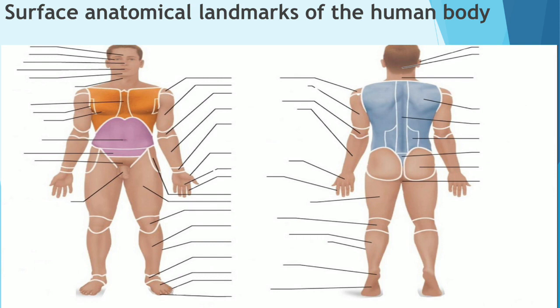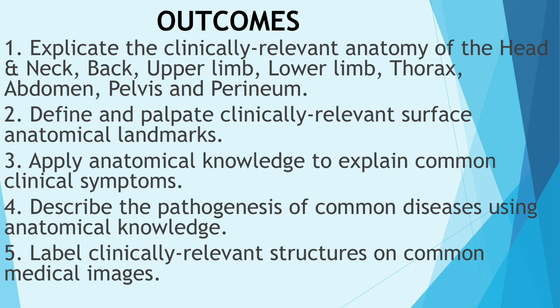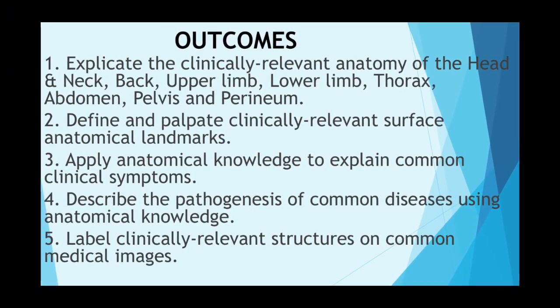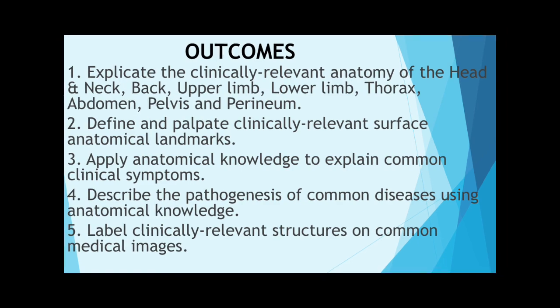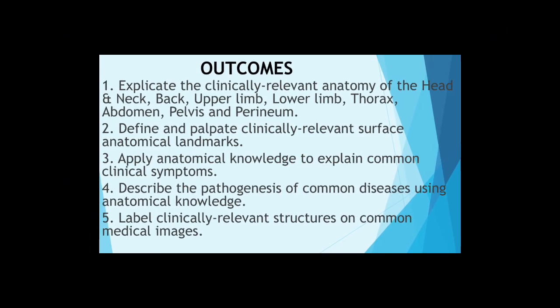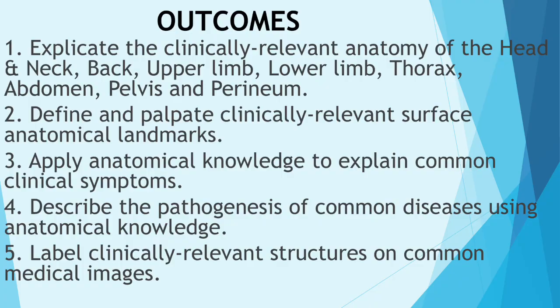What are the outcomes, the level of knowledge these students need to have at the end of the study of gross applied anatomy? They need to be able to explain at the end the clinically relevant anatomy of the various regions of the body. They should be able to define and palpate clinically relevant surface anatomical landmarks. And they need to apply this anatomical knowledge to explain common clinical symptoms. And the students should also be able to describe the pathogenesis of common diseases using anatomical knowledge.